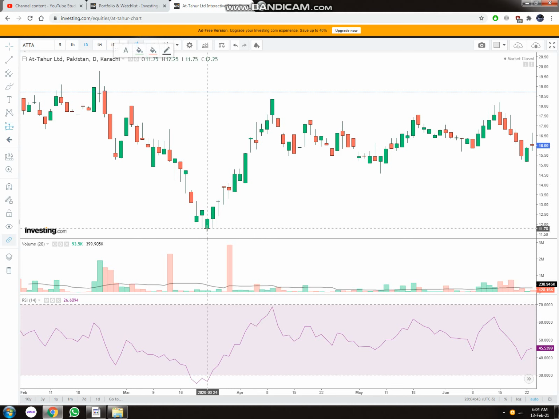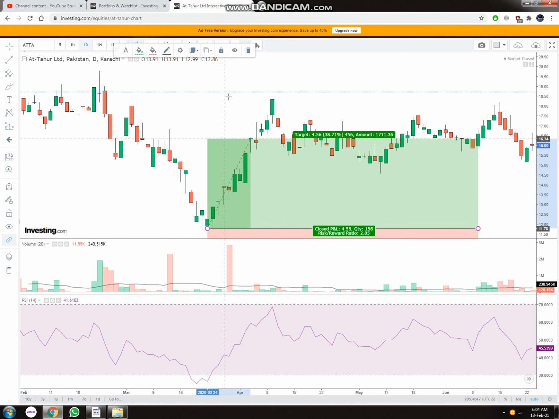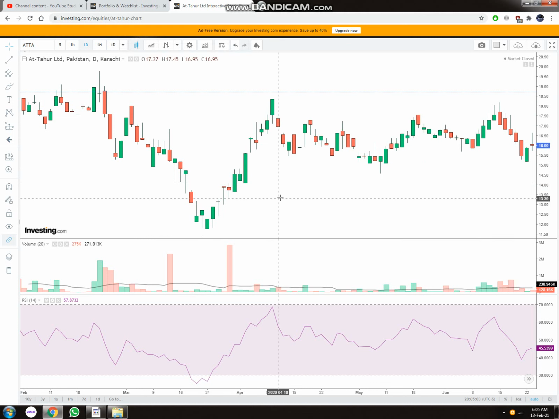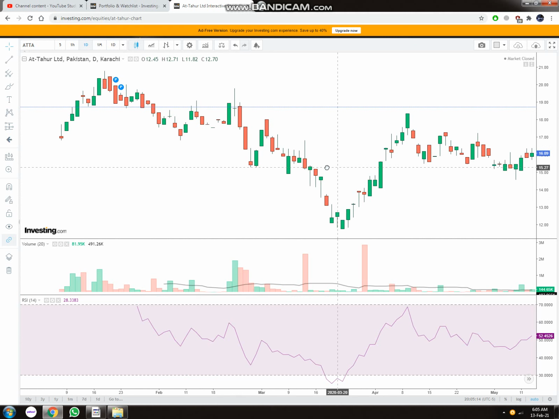Now let me point out how much profit you're going to make. Where is it? Yes, 55.69% profit you're going to make. This much profit you're going to make if you go long from the oversold area and sell your stocks at the overbought area. It's a long position at this level, so you're going to be this profitable from it.